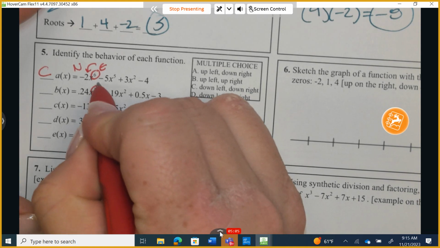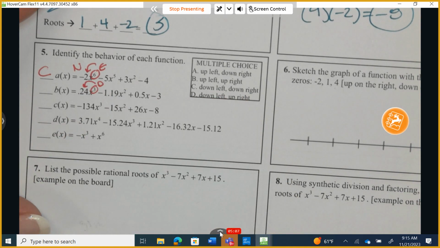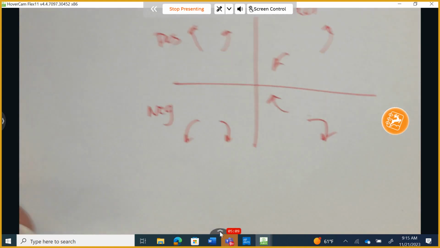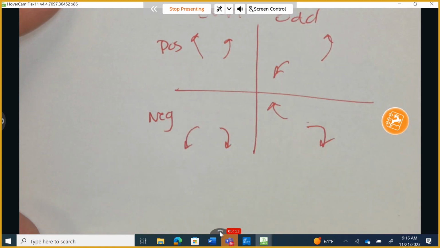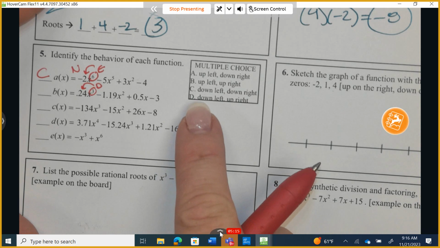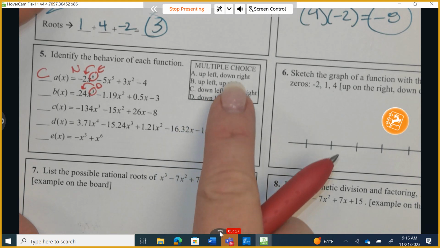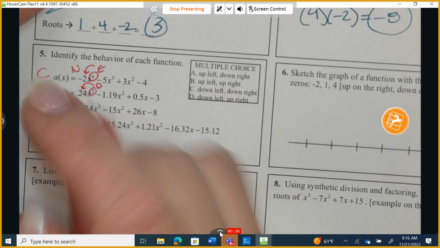It is an odd degree and a positive leading coefficient. Odd, positive, up on the right, down on the left. You do have to have this memorized. Up on the right, down on the left. Up right, down left is option D.